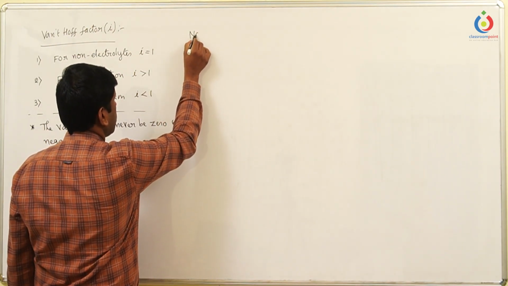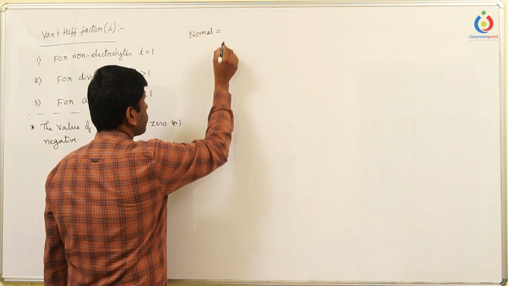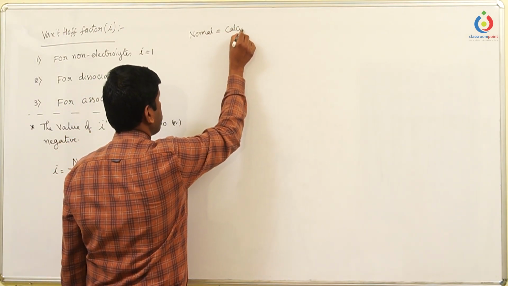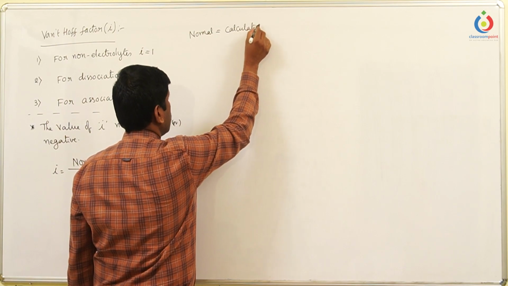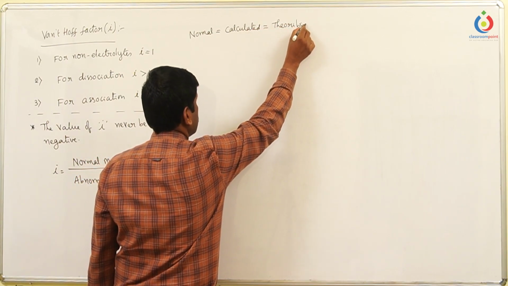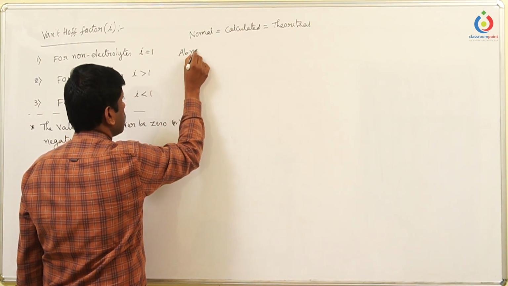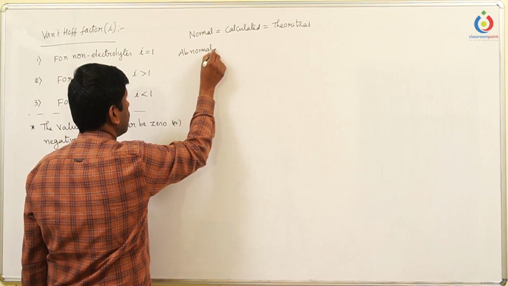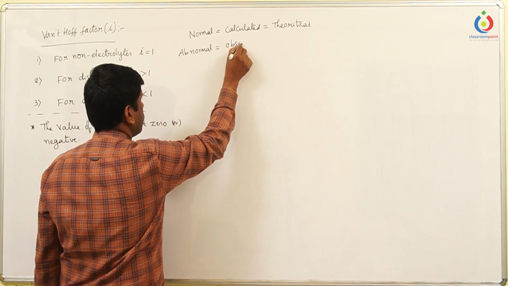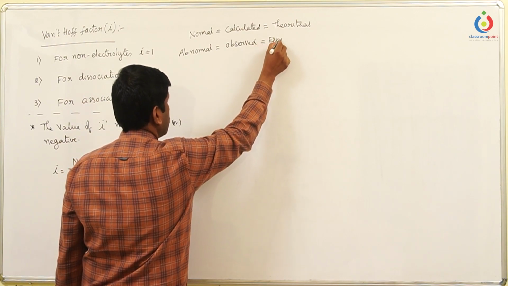You always remember that normal is nothing but calculated. This is equal to theoretical. Abnormal is equal to observed or experimental.